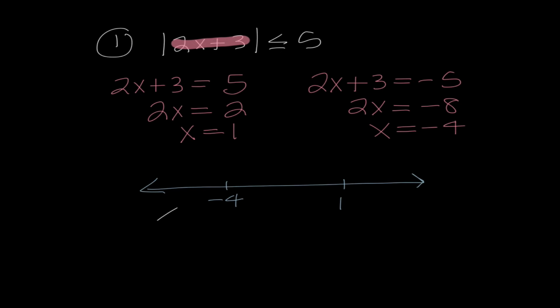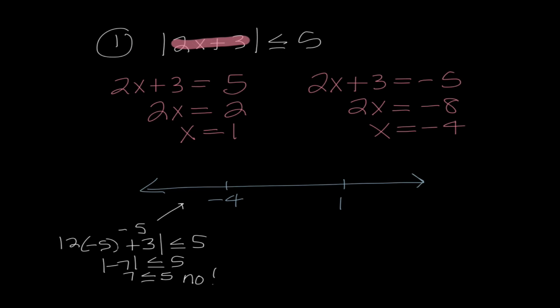I'm going to start to the left of negative 4, and I'm going to choose negative 5. I'm going to substitute that in for x and see if this creates a true statement or not. So I have the absolute value of 2 times negative 5 plus 3. Is that less than or equal to 5? I get negative 10 plus 3, which is negative 7. Is 7 less than or equal to 5? No, it's not. So this section over here does not contain any solutions.